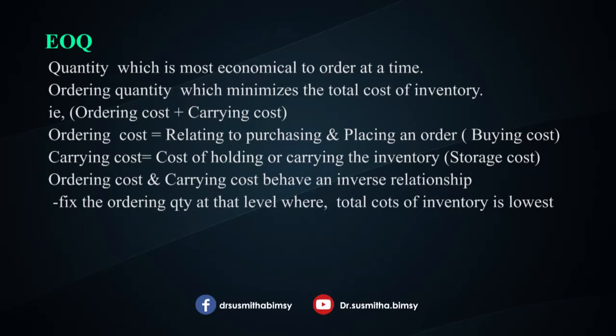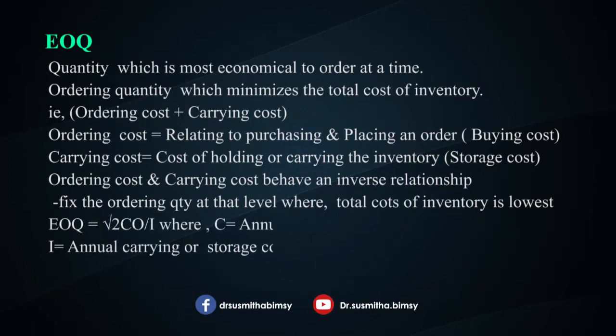This is possible when the ordering cost is equal to carrying cost. Carrying cost means storage cost. Thus, we can say EOQ is that quantity at which the total inventory cost is minimum. You have to determine EOQ by using this formula, that is root of 2CO divided by I.